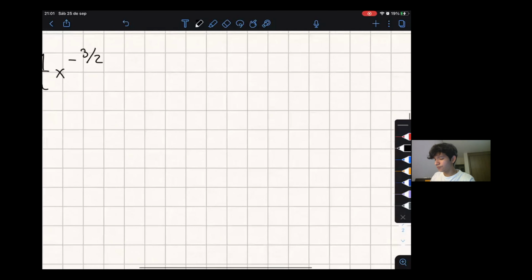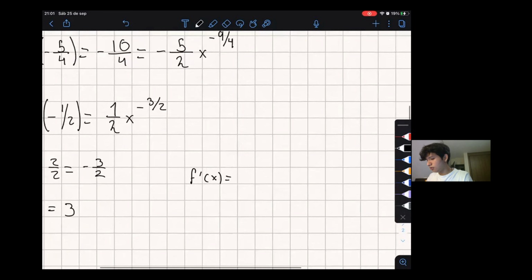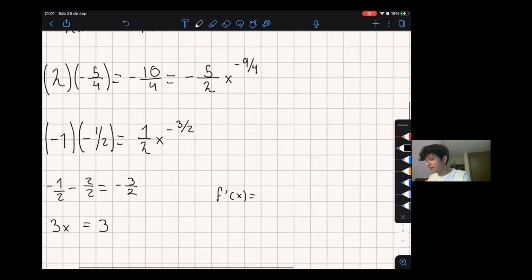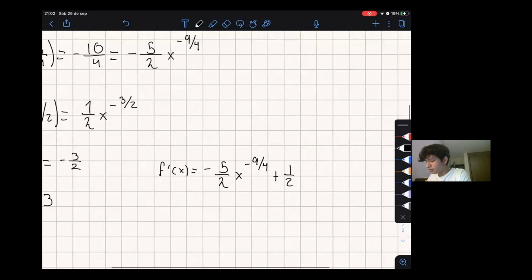So our derivative of this function is equal to, let me check the number that I obtain, minus 5 over 2 x raised to the minus 9 over 4 plus 1 over 2 x raised to the minus 3 over 2 plus 3.